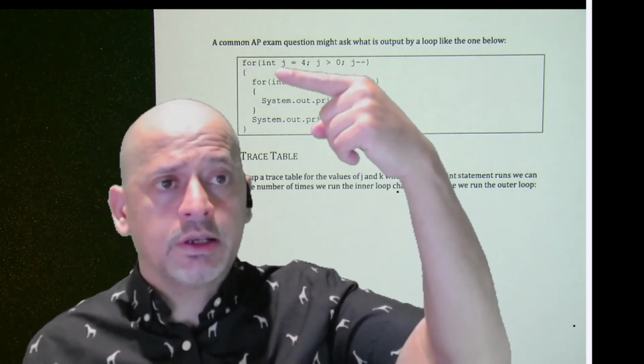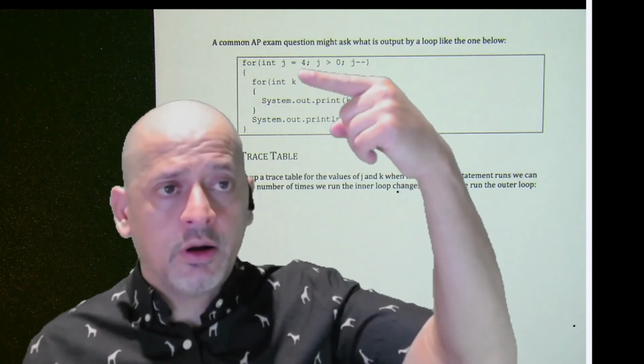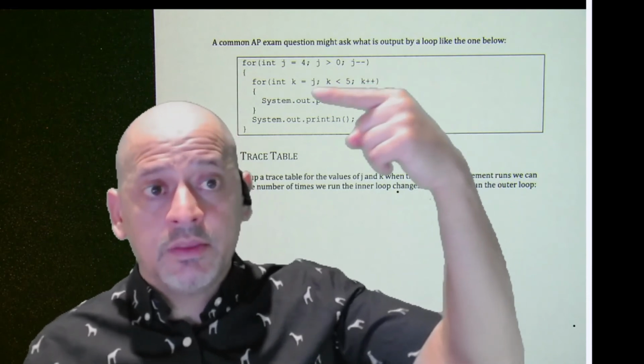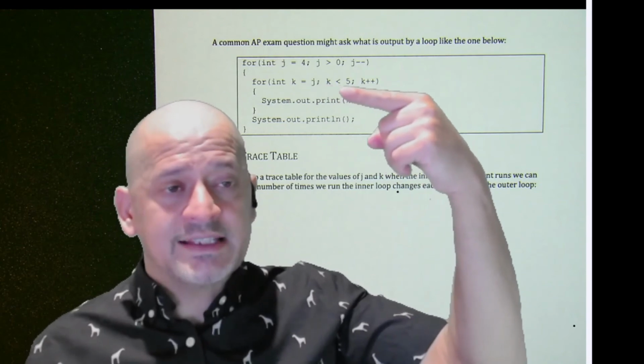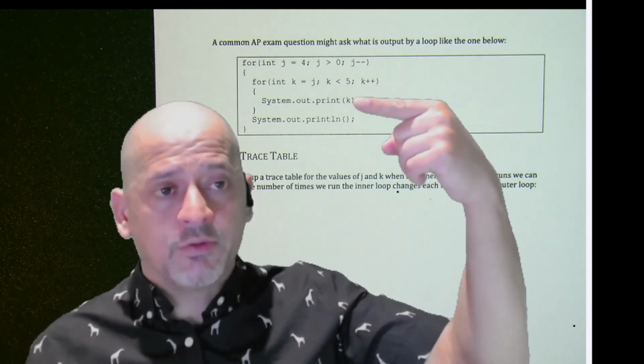It's going to be declaring the variable j, initialized to 4. While j is greater than 0, we're going to decrease it this time. Then the value of k gets initialized to the value of j, while k is less than 5. And we're going to increase the value of k by 1. And then we're going to print the value of k every time.